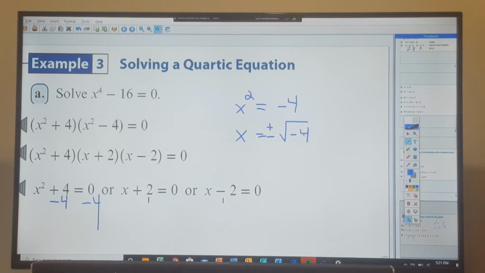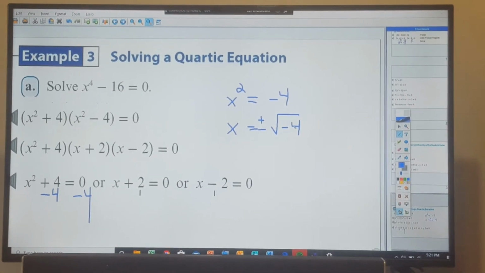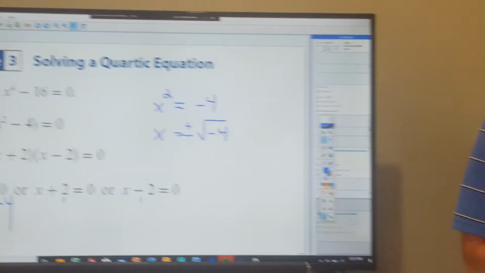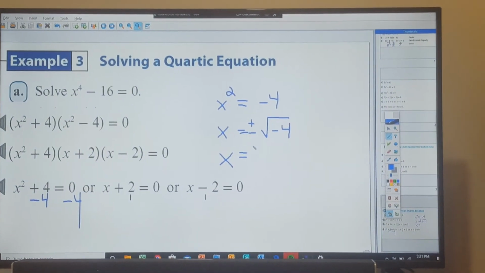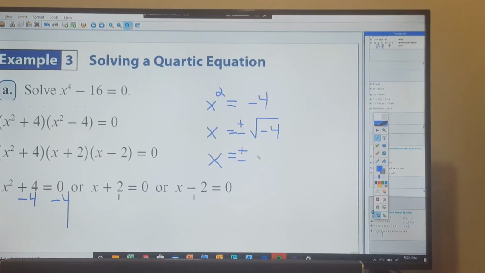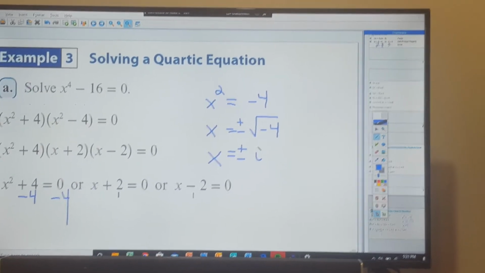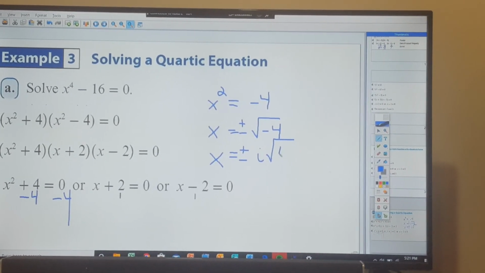What is the square root of negative 4? It's not a real number. If you remember, the square root of negative 1 is i. So we're going to take the negative out. Take the negative out. So we get x equals plus or minus, take the i out. That's like taking the square root of negative 1 out. We have the square root of 4 left over.